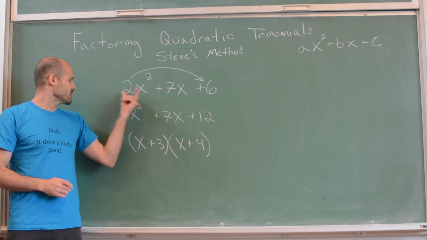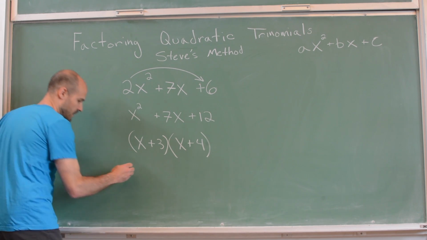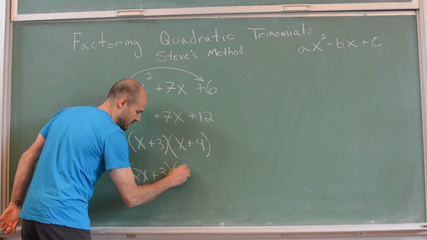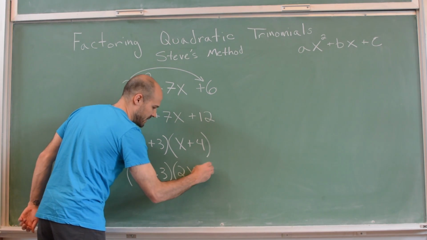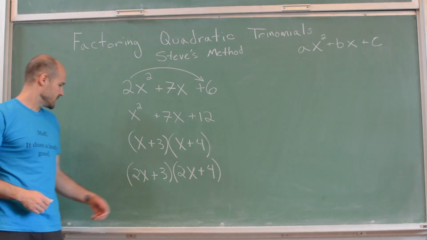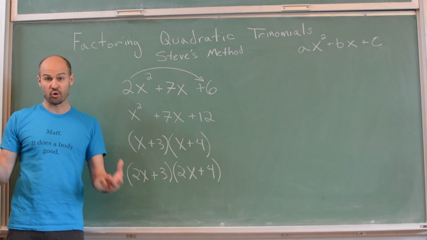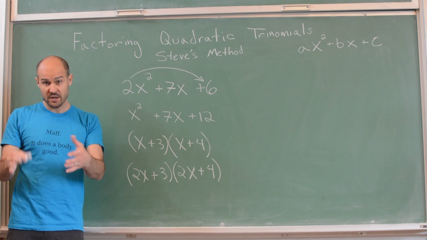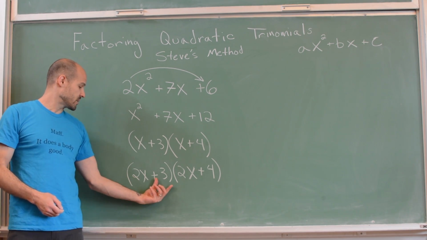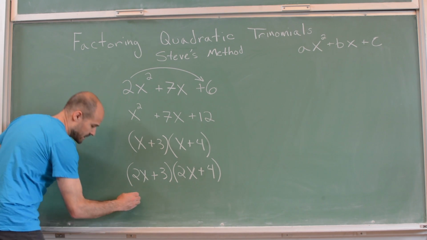Now what we're going to do is reintroduce this 2 in front of both of these x's. Again, this is not good math, it's just a step in this method. And now, to finish things up, we're going to look at each set of parentheses, and if there's a greatest common factor in that set, we're going to cancel it out. Is there a greatest common factor between 2x and 3? No, there's no GCF here. So that factor stays the same.